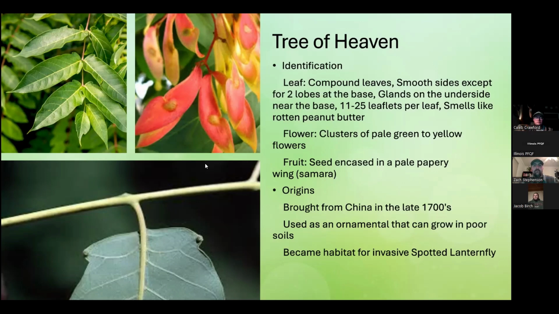They came from China in the late 1700s and were really commonly used as ornamentals because they can grow in poor soil really well. And actually, their introduction led to the spotted lanternfly becoming an invasive as well. So if you do spot this tree and you end up removing it, then you're actually getting rid of 2 invasive species for one.